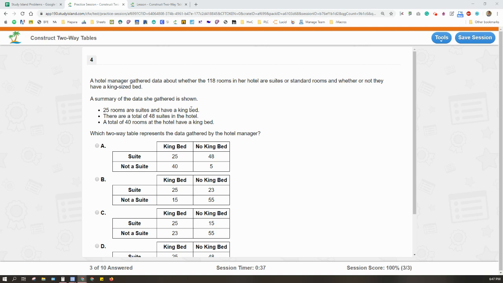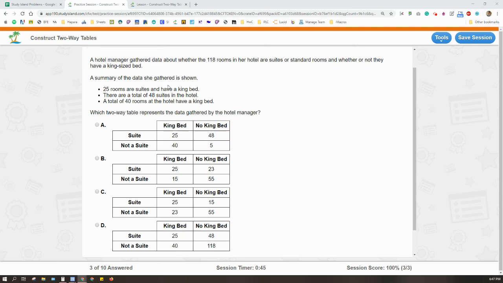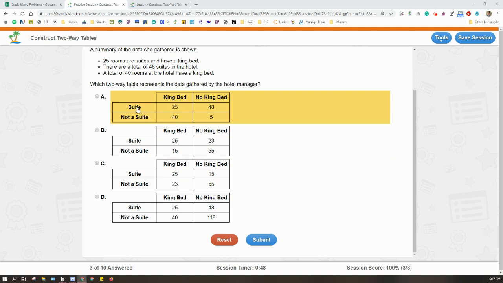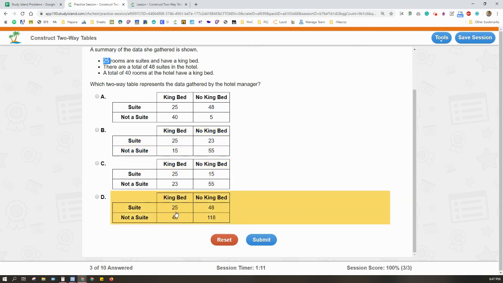So just like the last problem that was similar to this, let's go through the data one at a time and eliminate our choices. First, 25 rooms are suites and have a king bed. Well, each one of these tables has the suite or not a suite in rows and the king bed or no king bed in columns. So we find the intersection of the suite and king bed and see which ones say 25. Table A has a 25 there for suite and king bed, so that works. Table B also has a 25 for suite and king bed. Table C and table D. All 4 choices have the 25 there, so this clue doesn't help us at all in eliminating any of our choices.